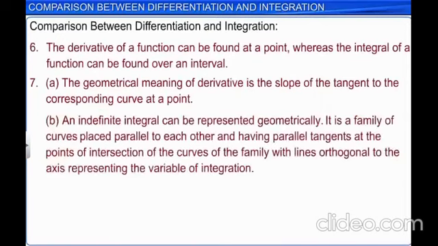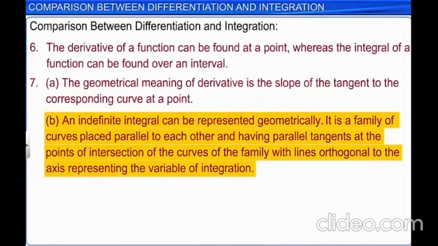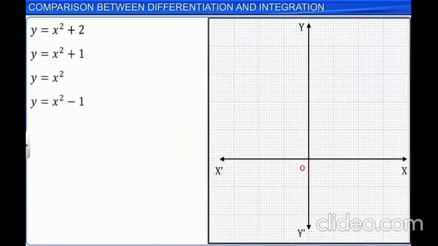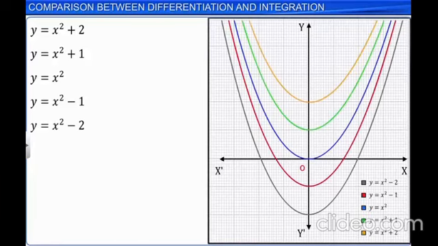An indefinite integral can be represented geometrically. It is a family of curves placed parallel to each other and having parallel tangents at the points of intersection of the curves of the family with lines orthogonal to the axis representing the variable of integration. Consider these functions. Now, on drawing the curves for these functions, we can observe that they are parallel to each other. Also, the tangents drawn at the points of intersection of the curves of the family with lines orthogonal to the axis are parallel, and they represent the variable of integration.